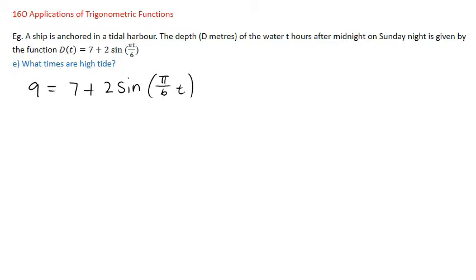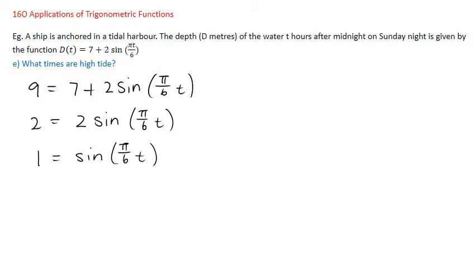What can we get rid of first? You can put the 9 on the other side. No, we're trying to get t on its own. Take the 7 over. So you get 2 equals 2 sine pi on 6t. Divide by 2? Yes, we can. 1 equals sine pi on 6t.